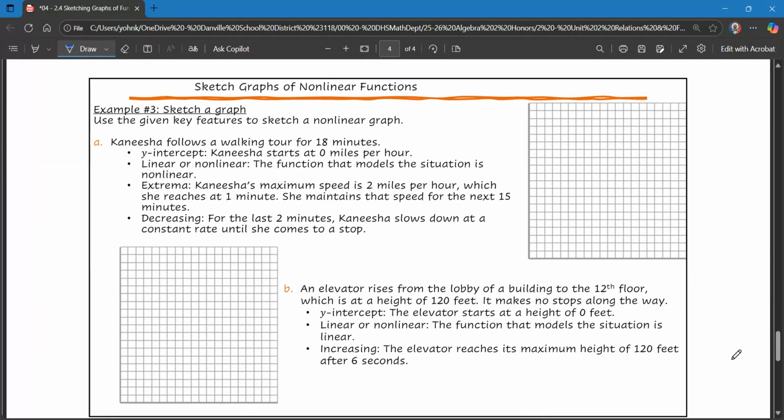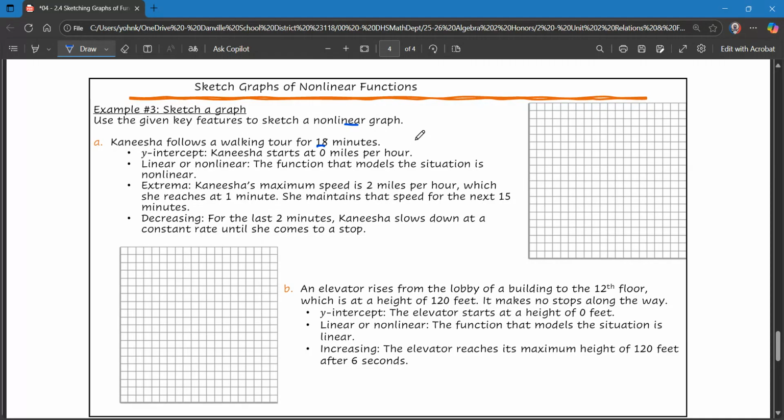So now you're going to have a story and you're going to have to graph it and try to illustrate it. All right, use the given key features to sketch a nonlinear graph. So not going to be lines in this one. Kenesha follows a walking tour for 18 minutes. The y-intercept: Kenesha starts at 0 miles per hour. Is it linear or nonlinear? The function that models this situation is nonlinear.